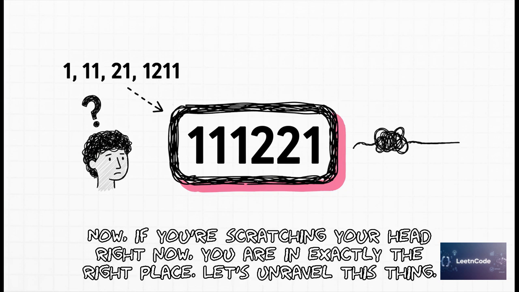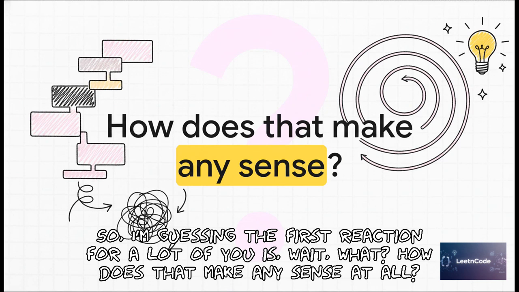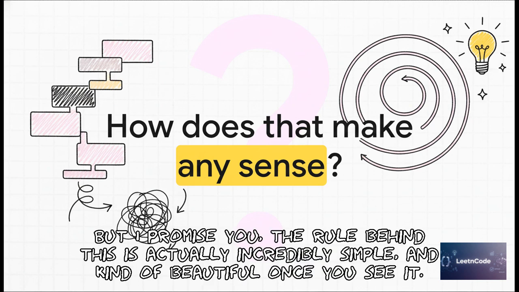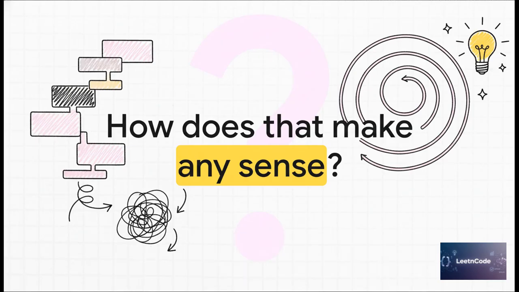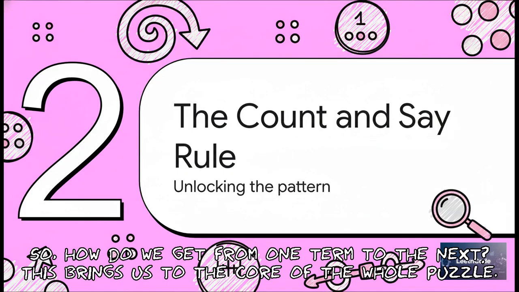111221. Now, if you're scratching your head right now, you are in exactly the right place. Let's unravel this thing. So I'm guessing the first reaction for a lot of you is, wait, what? How does that make any sense at all? But I promise you, the rule behind this is actually incredibly simple and kind of beautiful once you see it. So how do we get from one term to the next?